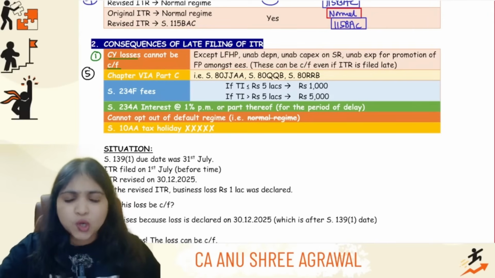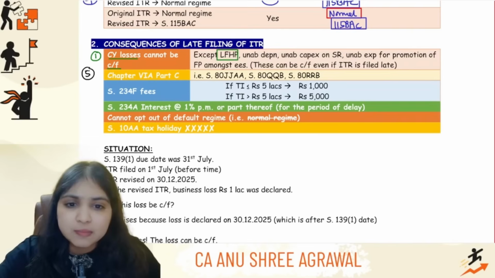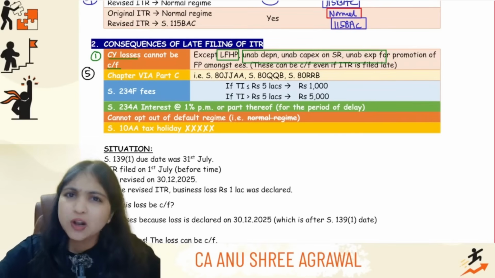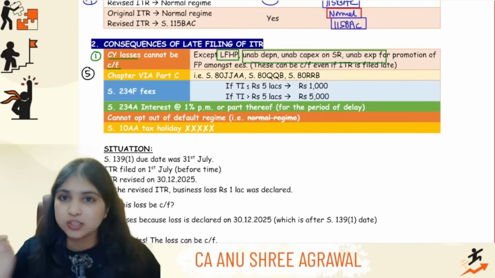Even if you file ITR late, all this you can still carry forward. So loss from house property, unabsorbed depreciation and all this you can still carry forward. Other current year losses you can't carry forward.